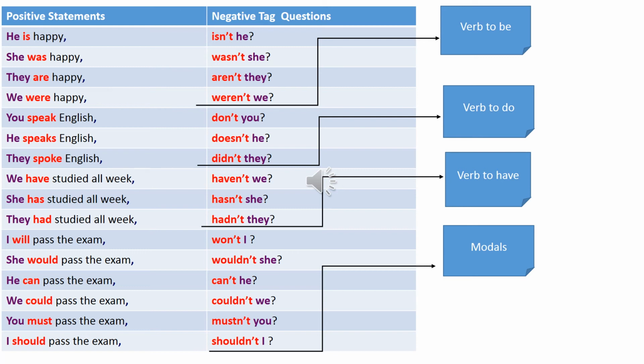She would pass the exam. Wouldn't she? We said that the past of will is would. She would pass the exam. Wouldn't she? He can pass the exam. Can't he? He can pass the exam. Can't he? We could pass the exam. Couldn't we?